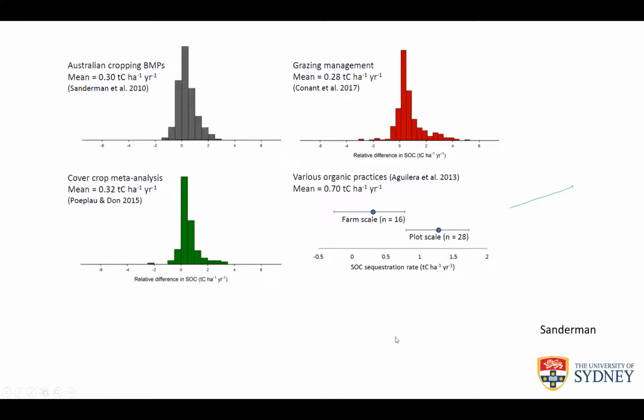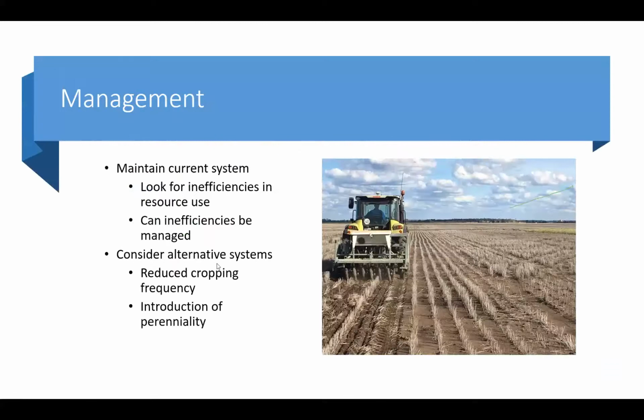It's not just theoretical, but there is some evidence, right? So this is what we call management to maintain the current system so that the carbon is not going down again, and look for inefficiencies, but also alternative systems, right? Alternative systems so that you can increase the soil carbon.